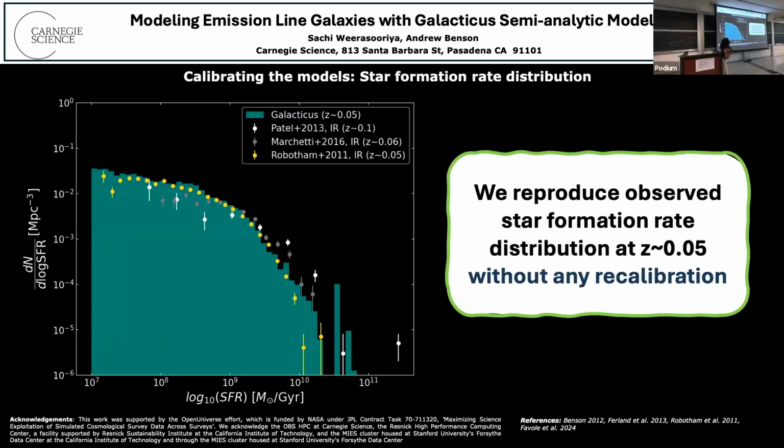So without any recalibration, we can also produce the observed star formation rate function distributions matching observations of Robotham et al. 2011 from the GAMA survey. So this is very promising, and stay tuned for this work. And come by my poster, and I'm happy to talk more.